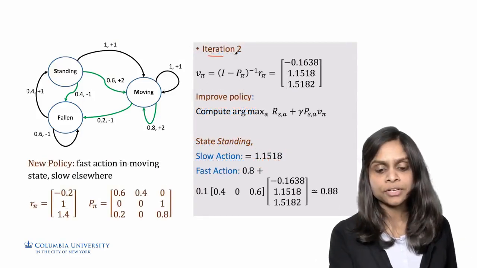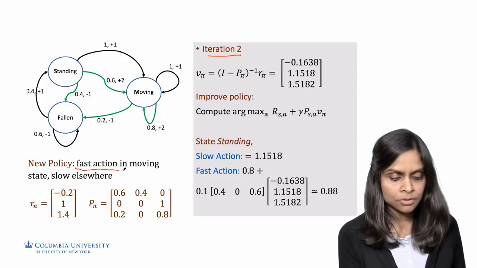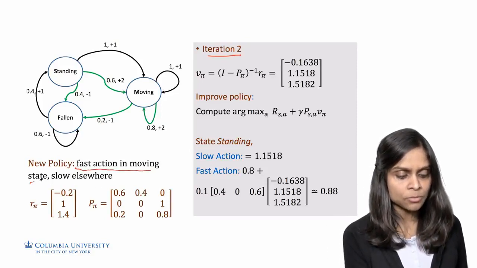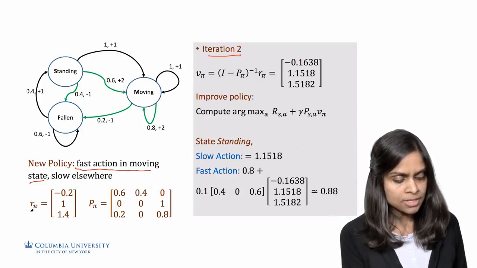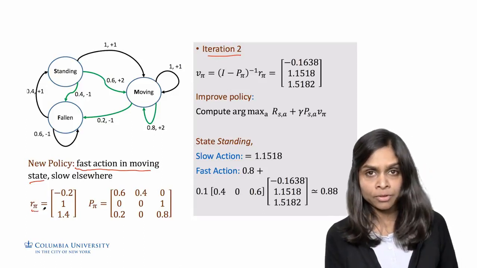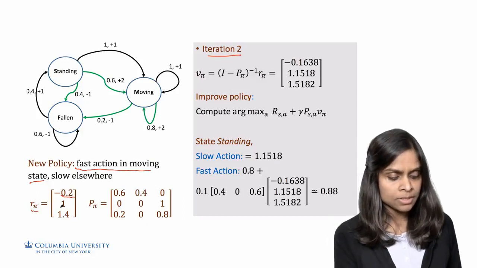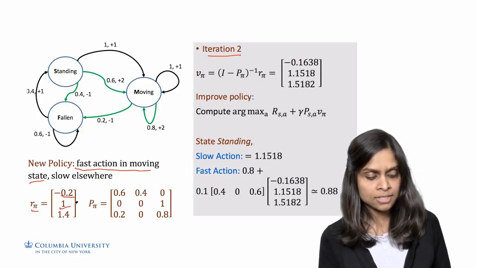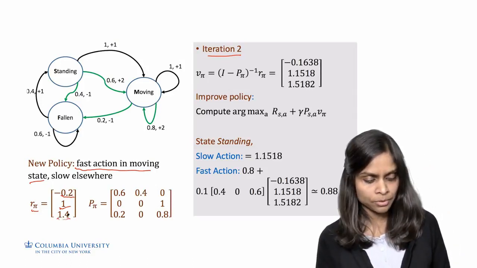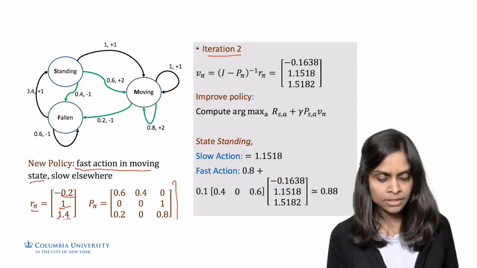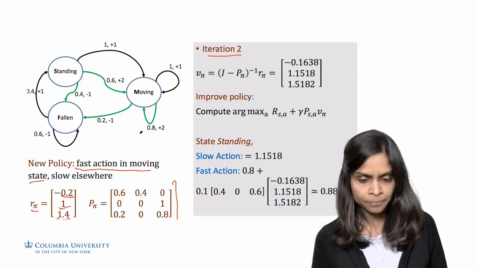The next iteration, iteration 2, starts with this new policy. The new policy, to summarize, is that it takes fast action in the moving state and slow elsewhere as before. For this new policy, we again compute the vector of immediate rewards. It is same as before, -0.2 in the fallen state, same as before 1 in the standing state, but in the moving state it has changed, it has become 1.4. We again formulate the transition probability matrix by looking at the correct arrows according to the action taken.